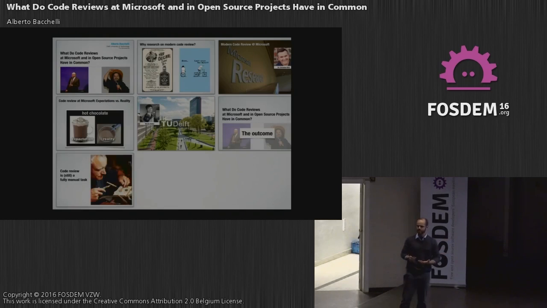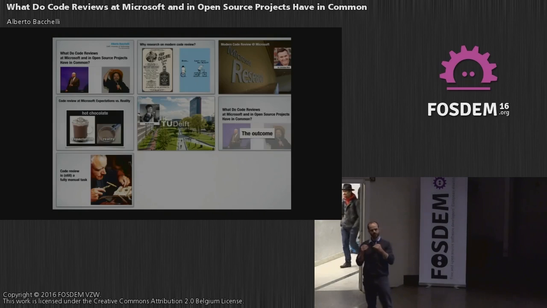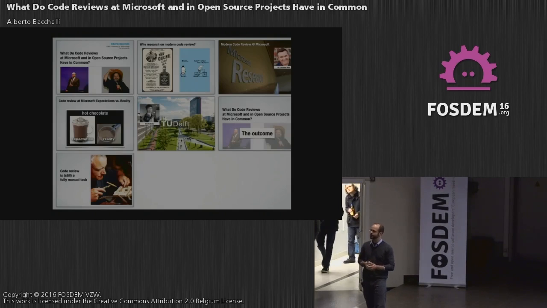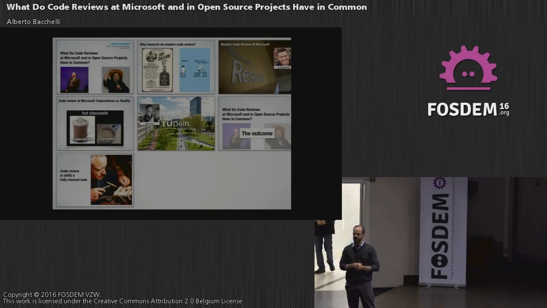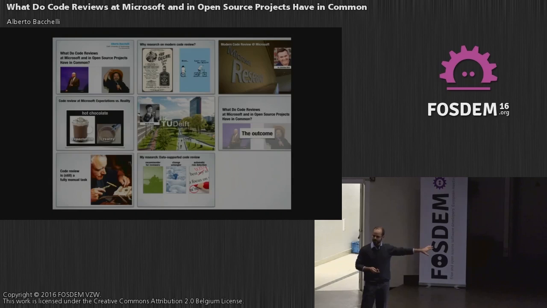And why does this happen? Why don't we do deep code reviews? Why do we find shallow things? Because doing code reviews is a very difficult task, and now it's fully manual. The idea is to bring data to code review.